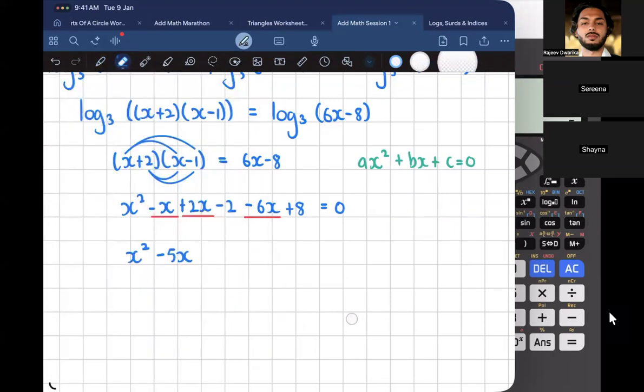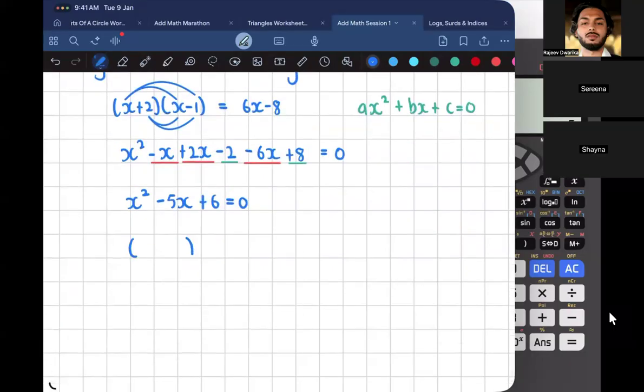And so now, are you all seeing any constants? Constants is just a number. Tell me the numbers you guys are seeing. Minus 2 and positive 8. Right, what's minus 2 plus 8? Positive 6, yes. So Sheena, let's factorize this.